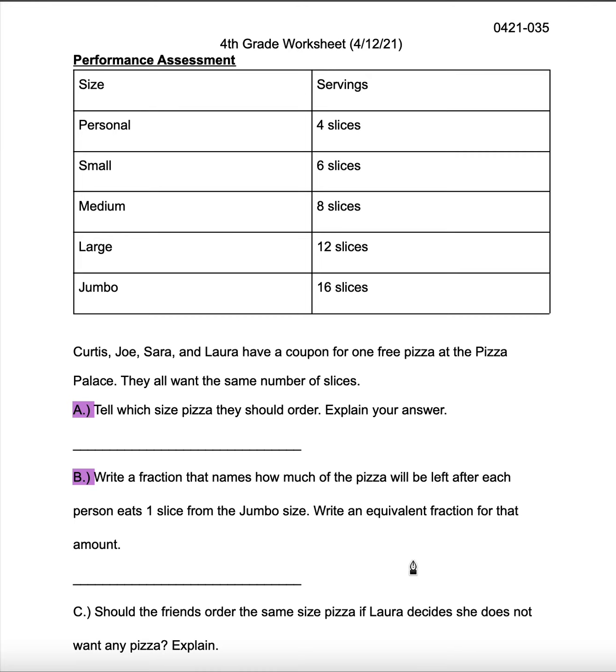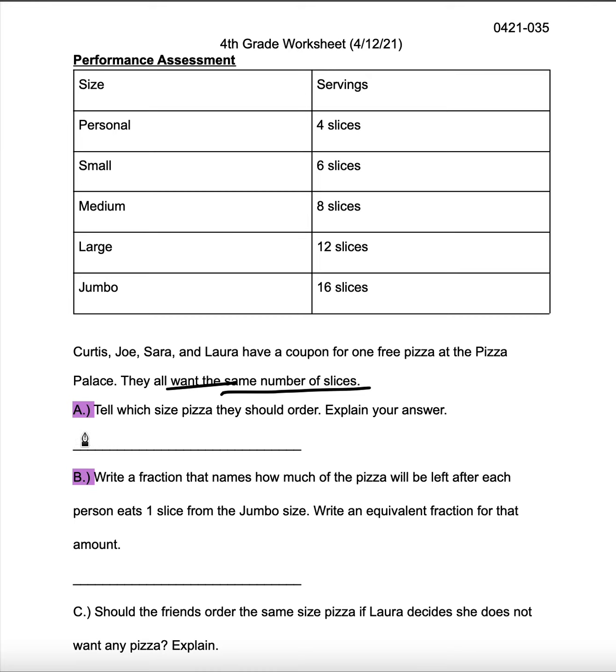Okay, so first we want to underline the key parts. It says that they all want the same number of slices. So just from this, we know that we need to find something that divides evenly among all people. So there's 4 people, Curtis, Joe, Sarah, and Laura. So which pizzas can they order? They can order personal. So I'll write P for personal.